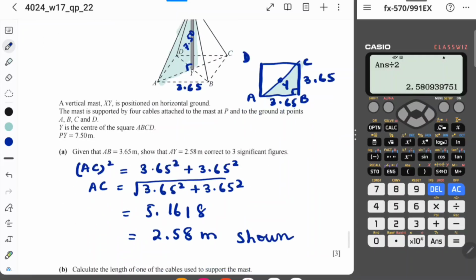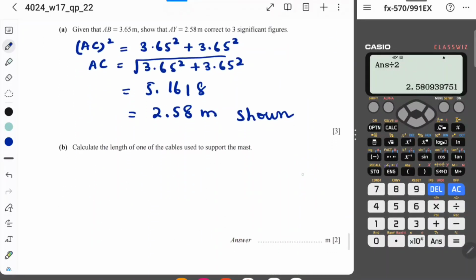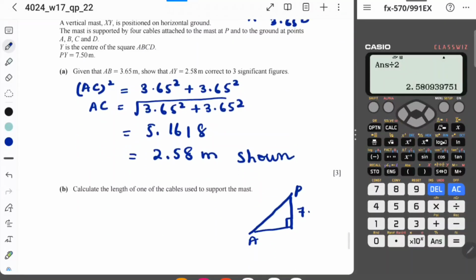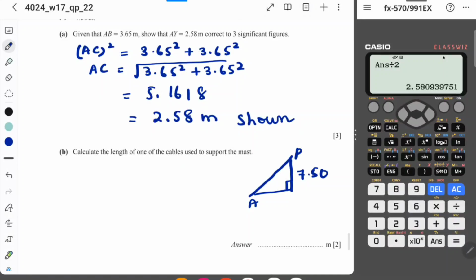So I'm making the diagram again here. This is the cable which is AP, and then 90 degrees, 7.50, and then your AY is 2.58. So we are going to find out the value of AP, that is the length of one of the wires.